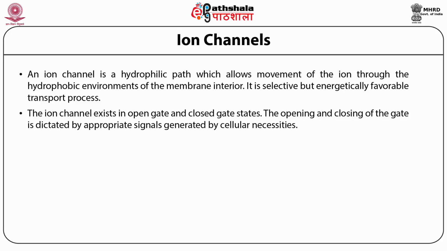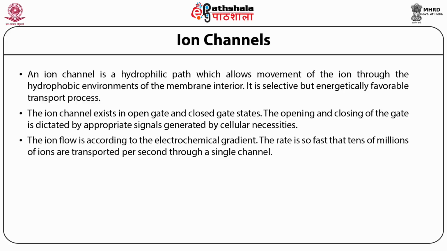The ion channel exists in open gate and closed gate states. The opening and closing of the gate is dictated by appropriate signals generated by cellular necessities. The ion flow is according to the electrochemical gradient. The rate is so fast that tens of millions of ions are transported per second through a single channel. The opening and closure of the ion channel is also fast and occurs with the frequency of several milliseconds. This reflects the rapid nature of protein conformational changes which operate the gates.